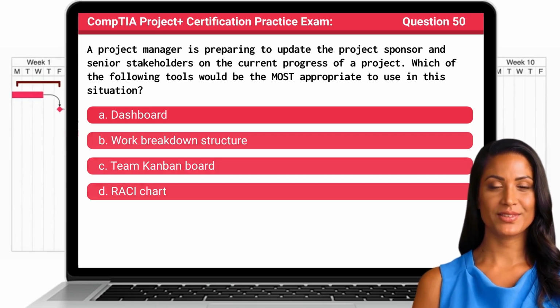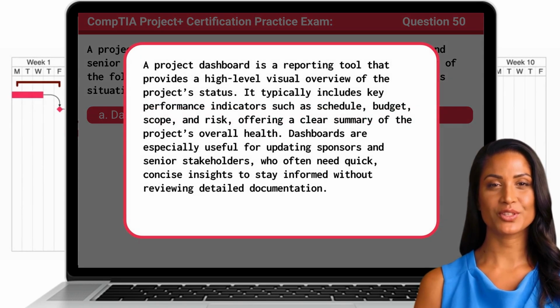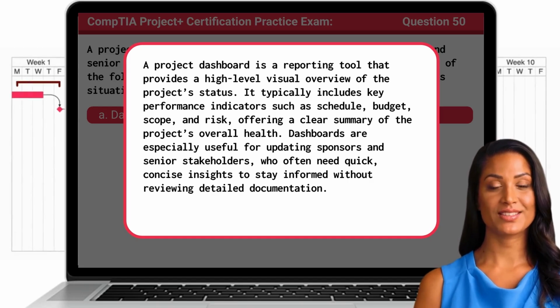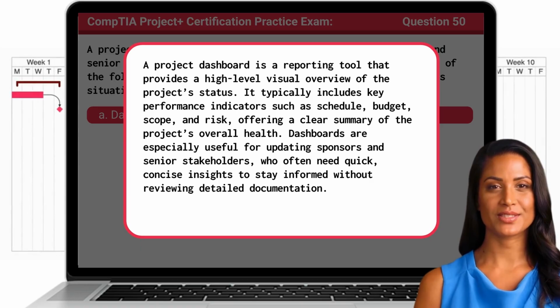The answer is A. Dashboard. A project dashboard is a reporting tool that provides a high-level visual overview of the project's status. It typically includes key performance indicators such as schedule, budget, scope, and risk, offering a clear summary of the project's overall health. Dashboards are especially useful for updating sponsors and senior stakeholders, who often need quick, concise insights to stay informed without reviewing detailed documentation.